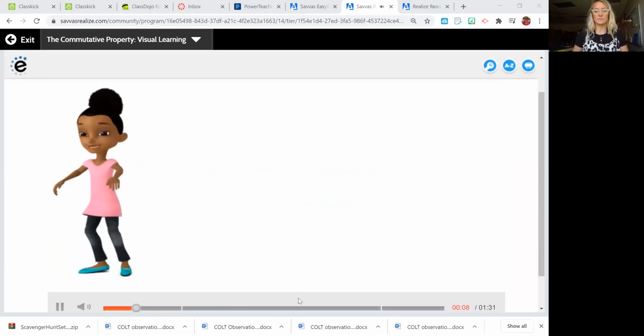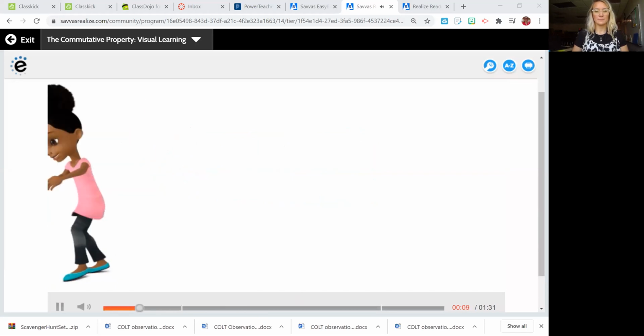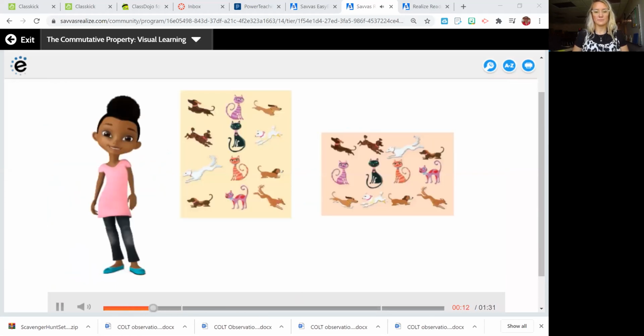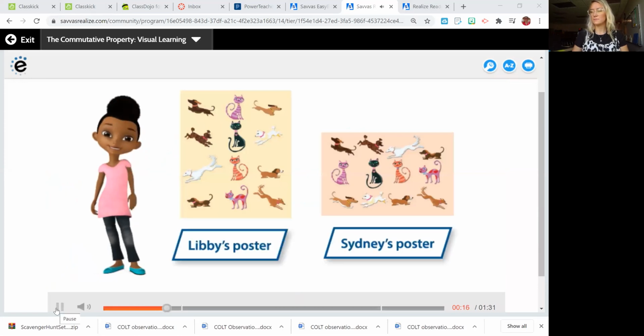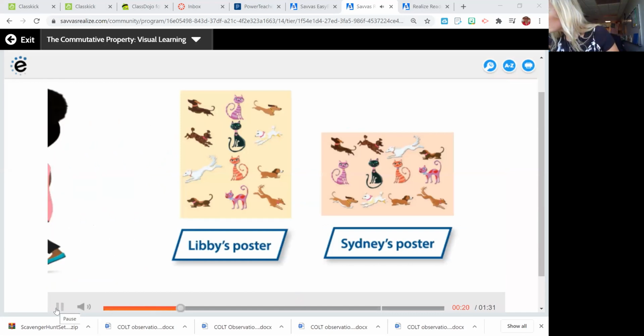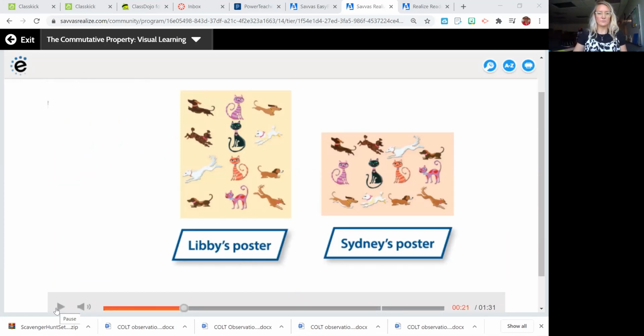Does order matter when you multiply? Let's see. Libby and Sydney both say their poster has more stickers. Which poster has more stickers? Let's count how many stickers each poster has. We'll go by rows and then columns.